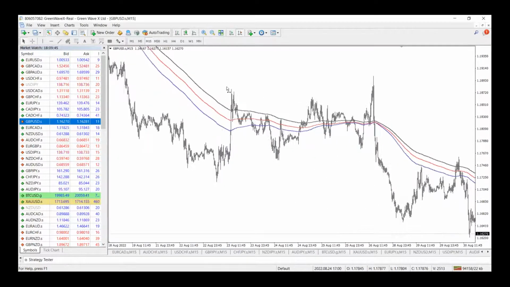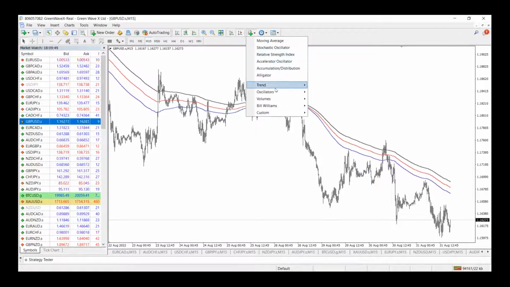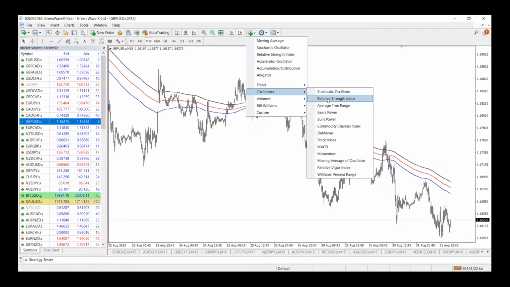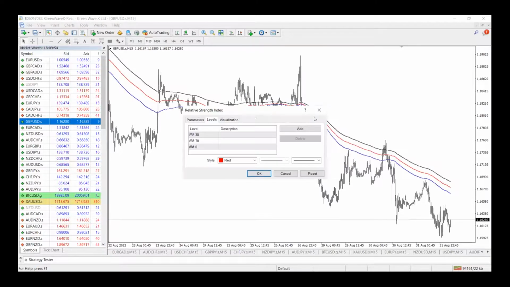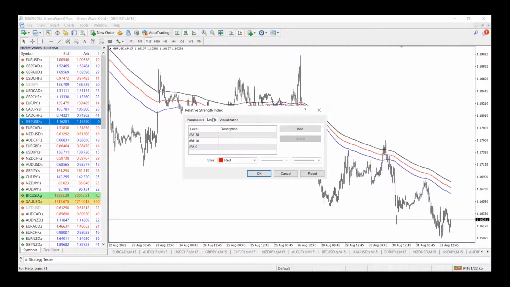And then you put in the RSI. So this is the RSI here. I'll just go to oscillators and then choose the RSI, relative strength index. And then for parameters, you choose 14. Your levels should be 30 and 70. If you don't have them, you can add them. Just click on add, double click and type the level there, 30. All right. Add 70. All right. And then you click OK.